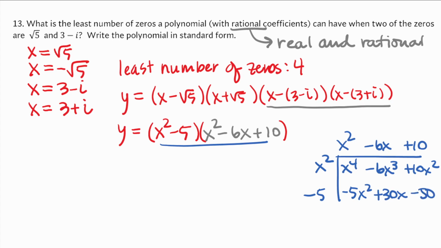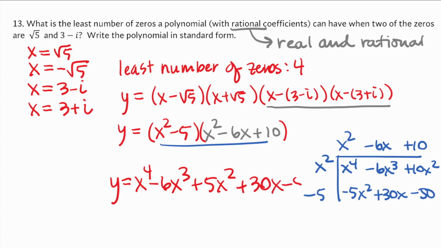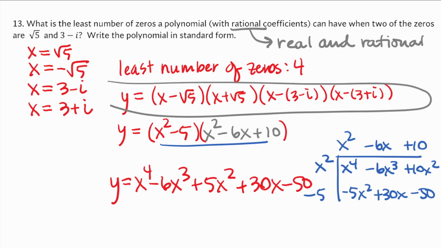And I'm just going to combine like terms, and I'll have my polynomial. I'll have x to the 4 minus 6x cubed plus 5x squared. I'm going to add the positive 10 and the negative 5, plus 30x and minus 50. Okay, that would be my standard form polynomial. Hey, if they'd asked for it in factored form, that would have been right here.